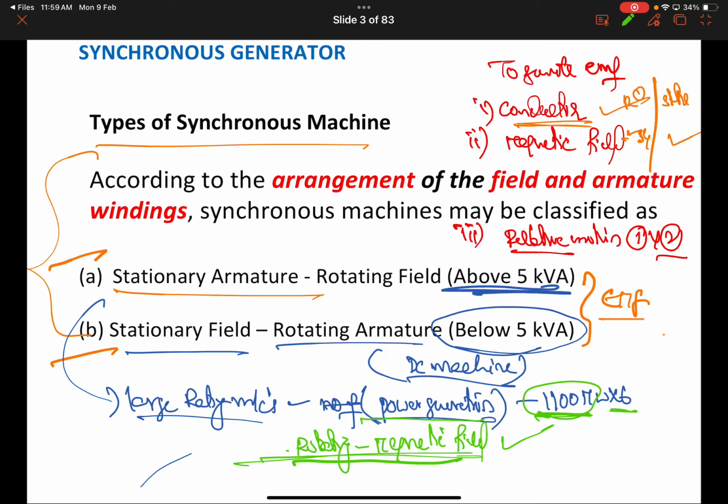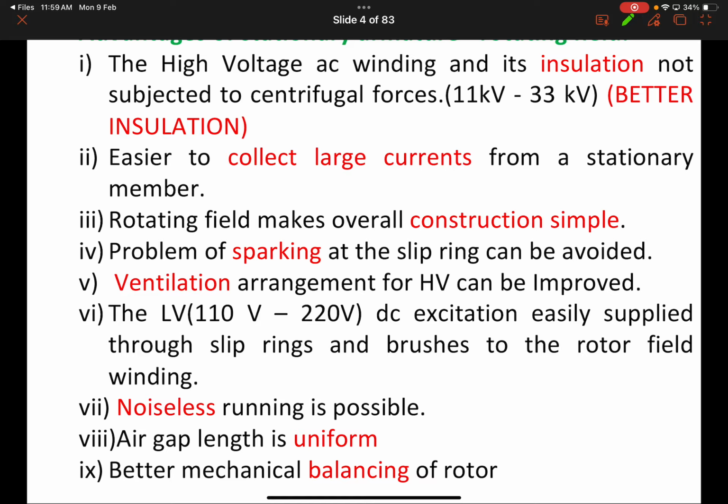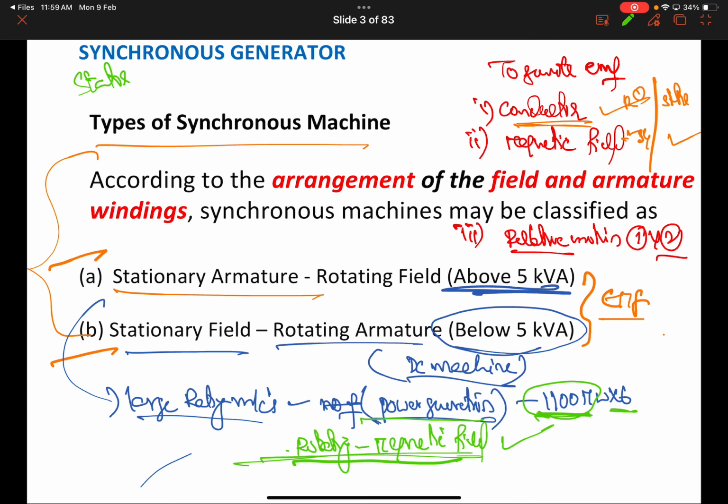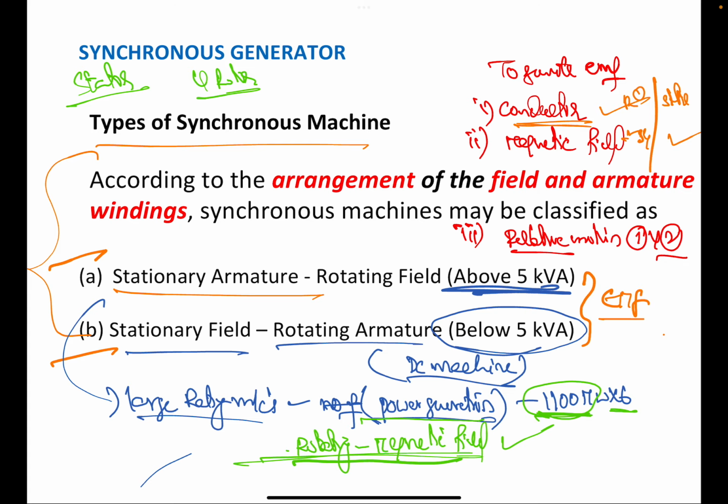In synchronous machines, from now onwards we will be using two terms. What are the two terms? Stator and rotor. Stator is the stationary part and rotor is the rotating part. By default, the stator is the group of conductors. The rotor is the magnetic field. It is opposite to that of DC machines. Small rating machines we rarely use; always synchronous generators we use for large rating machines only.